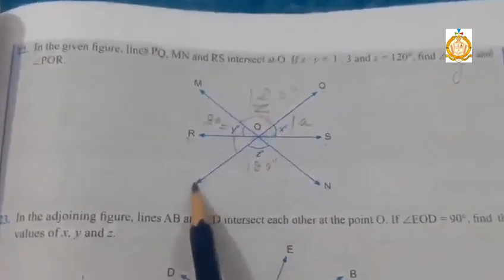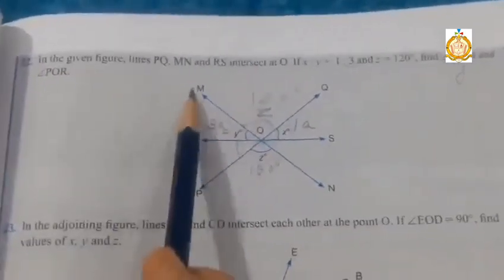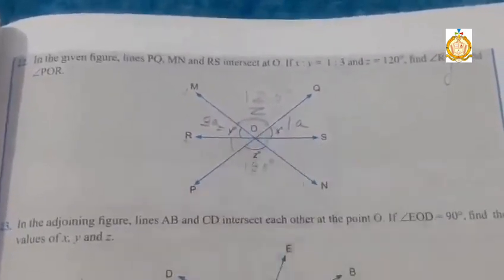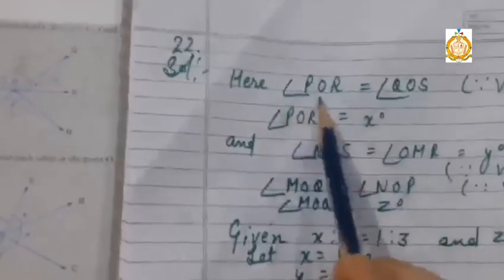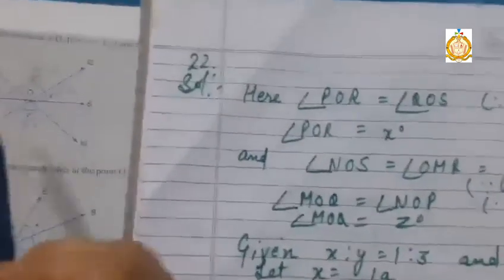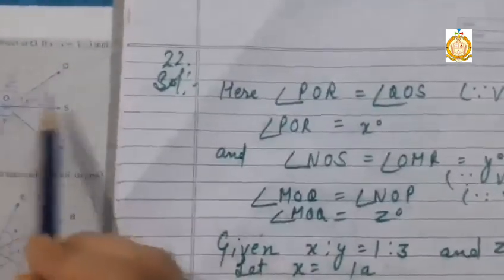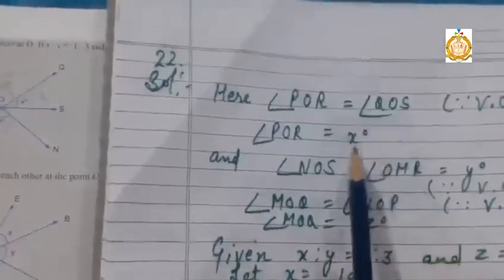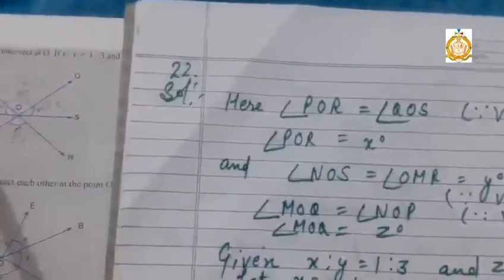That is, angle PON is vertically opposite to angle MOQ. So if this is z, this one angle would also be z. So we can solve it as, here angle POR. What is angle POR in the figure? POR is equal to QOS, because these are vertically opposite angles, and the value of angle QOS is x. So the value of POR would also be x.